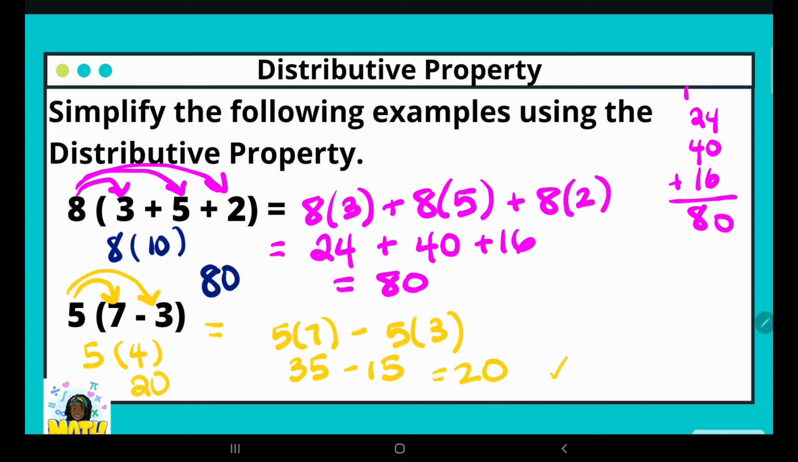But would I have gotten credit for doing it this way? 7 minus 3 is 4 and then multiplying it by 5? No, because it's asking me to use the distributive property. And the distributive property requires me to distribute the number 5 through to each value inside the parentheses. So this over here is what would have given me full credit for this work.